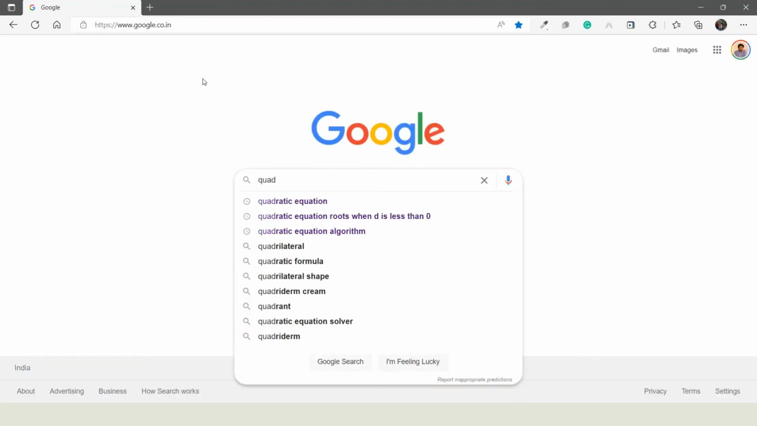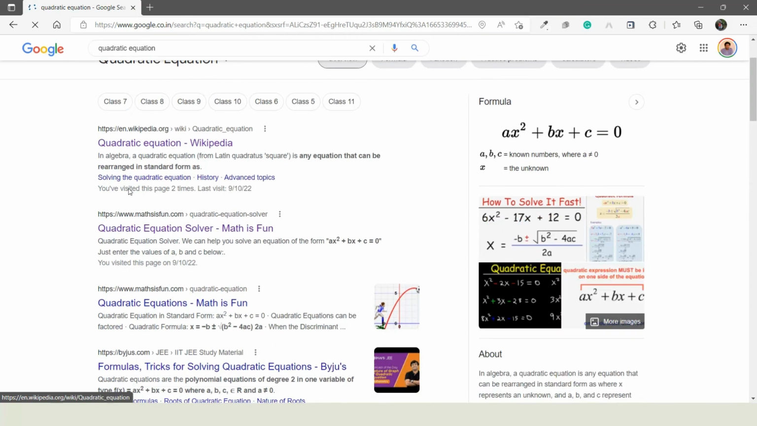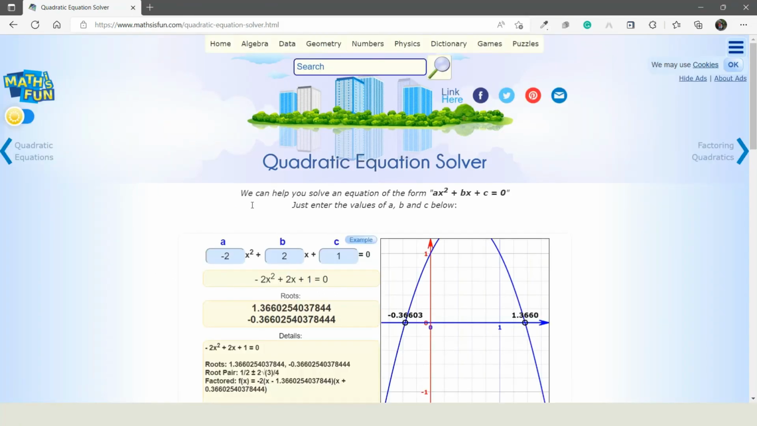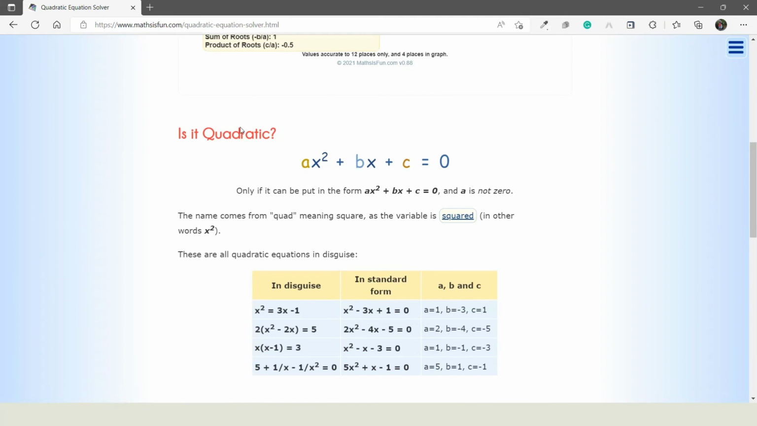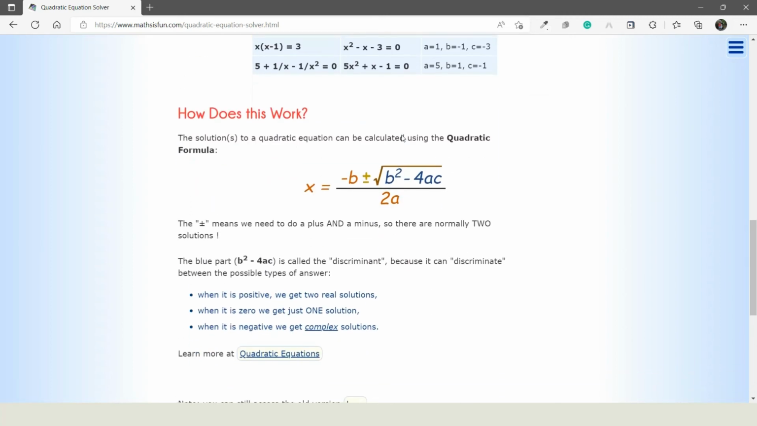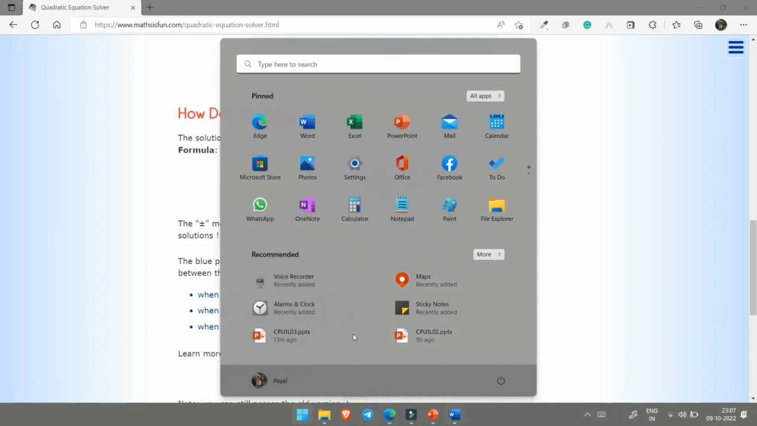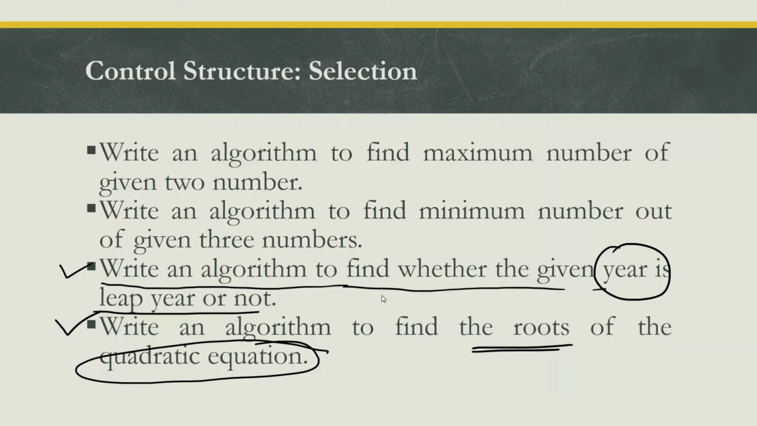So let's try to search about this quadratic equation on the internet. Okay, quadratic equation, Math is Fun. Now this equation is known as a quadratic equation, ax square plus bx plus c is equal to 0, and you have to find the roots of this quadratic equation by calculating the discriminant. Okay, so let me explain this on the PPT.